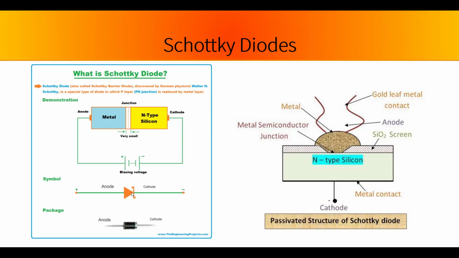Like I said, we represent it with this kind of S symbol for the cathode. They're still marked the same way with a stripe. So you have to know it's a Zener diode as opposed to a regular diode by its part number. It's not going to say Zener on it.